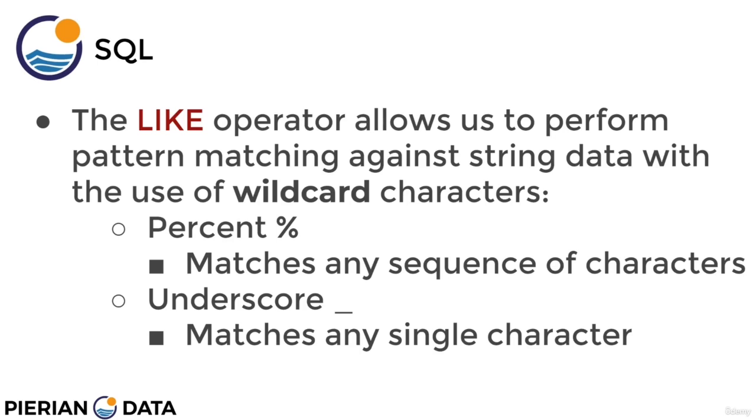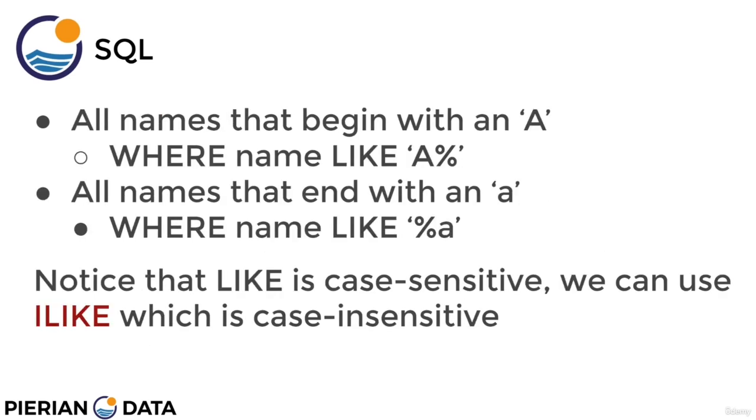The LIKE operator allows us to perform pattern matching against string data with the use of special wildcard characters. There are two main wildcard characters we're going to cover right now. The percent sign matches any sequence of characters, so essentially any number of characters, and then there's the underscore, which matches any single character, essentially a wildcard for just a single character inside of a string.